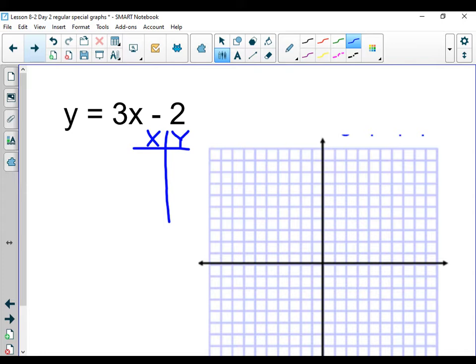Layton, do you have an X you want to pick? -3. You guys, this class likes their negative. Savannah, what do you think? -1. Bryn? 2. So now I'm going to use substitution as the fancy name for it. X is going to pop out and -3 is going to pop in.